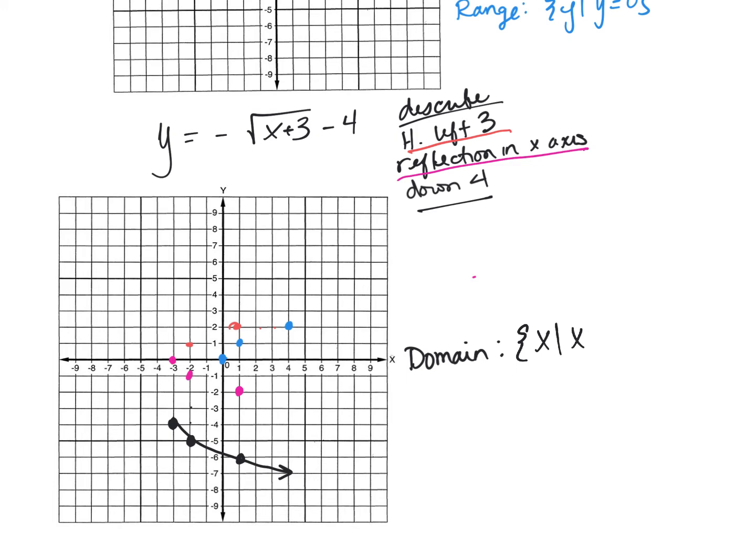X such that x is greater than or equal to, because it's going this way. It's going towards numbers that are large. Greater than or equal to what number? Negative 3. My range, is my range going up or down? It's going down. So that means the range is y is less than or equal to what number? Negative 4.